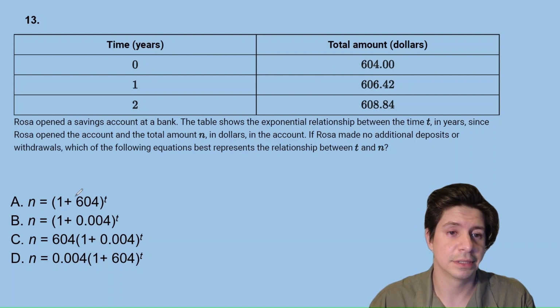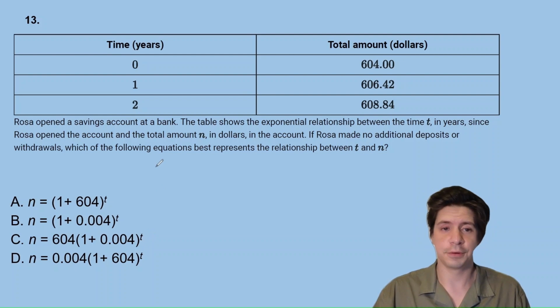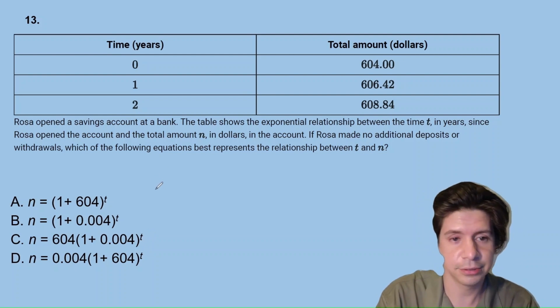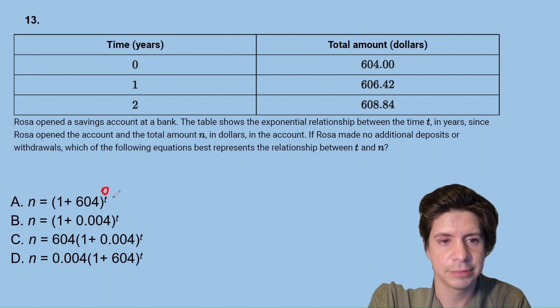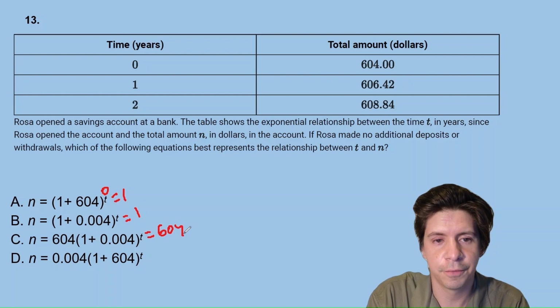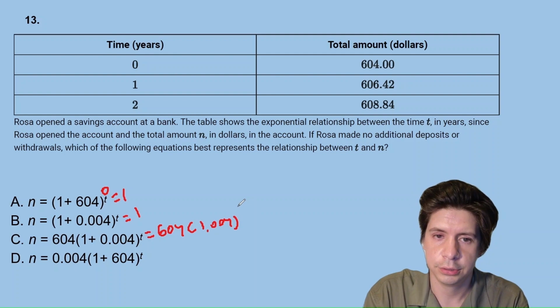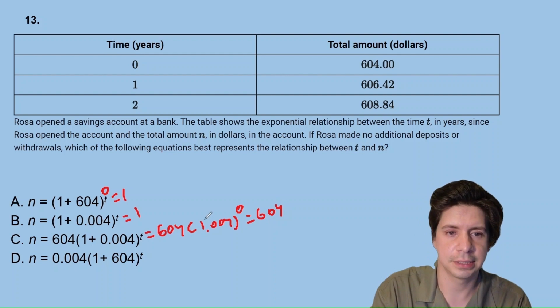This one gives us 1 when we plug in 0. This one gives us 1 when we plug in 0. This one gives us 0.004 when we plug in 0, and this one gives us 604 when we plug in 0. Why? Right? Because anything to the 0 power is 1. So when we plug in 0 here, this times 0 becomes 1. When we plug in 0 here, 1. When we plug in 0 here, we get 604 times 1.004 to the 0 power, and that gets us 604. Wow, so see that? That's going to be C.